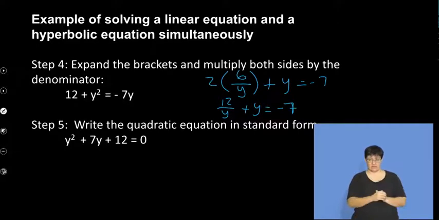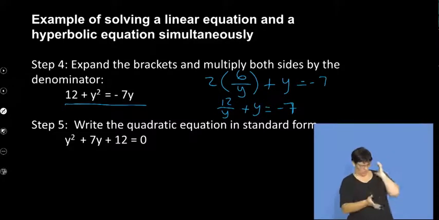And then you multiply everything by y, which will then give me the 12 plus y squared equal to negative 7y. That's where that came from. So I just wanted to show you how it came about, because some people might be confused with that.